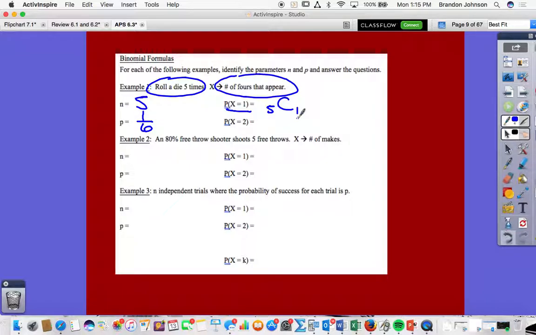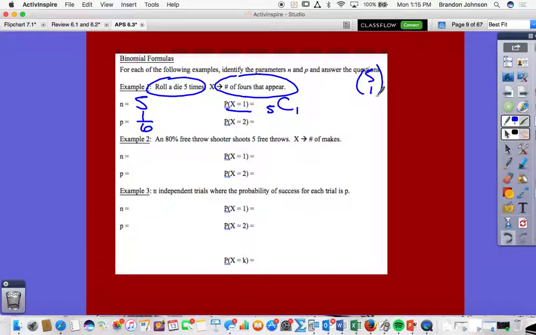5C1, okay? All right, in this example we could also put it in our calculator as 5-1, right? Because that's the same thing. Both are the same. Now, 5C1 stands for the coefficient that goes in front of the binomial. The coefficient's just the number without the variables. Y'all remember that? Okay?